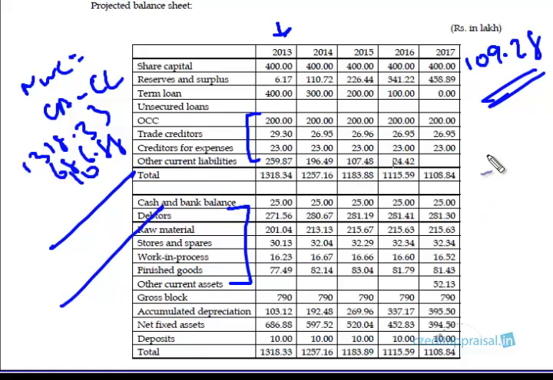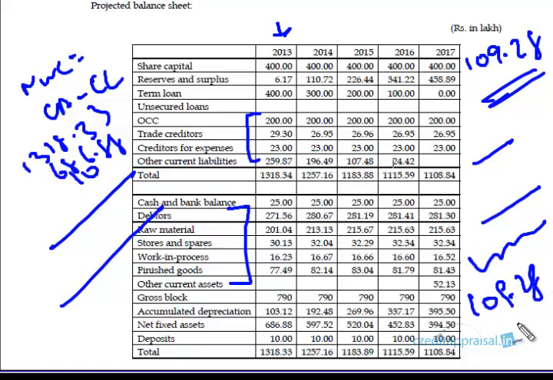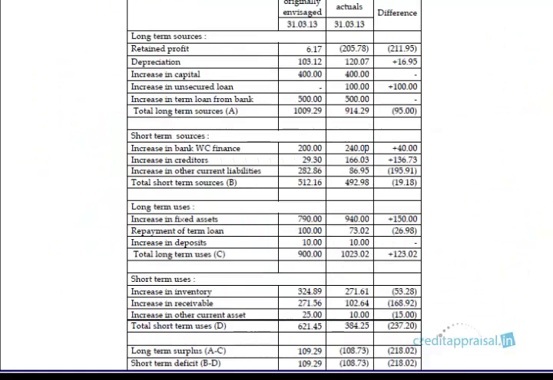The plan was the company will have some long-term funds. The company will have some long-term uses. After meeting these long-term uses, still the company will be left with a surplus of 109.28, which would have been the NWC. That would have gone into financing the current assets. That was the plan. But what happened? This is what has happened. The plan was originally that the long-term surplus will be 109.29. This is how: there will be long-term sources of 1009, and long-term uses of only 900. That surplus of 109 will be meeting the short-term deficit. That was the plan. But actually it turned out to be like this.